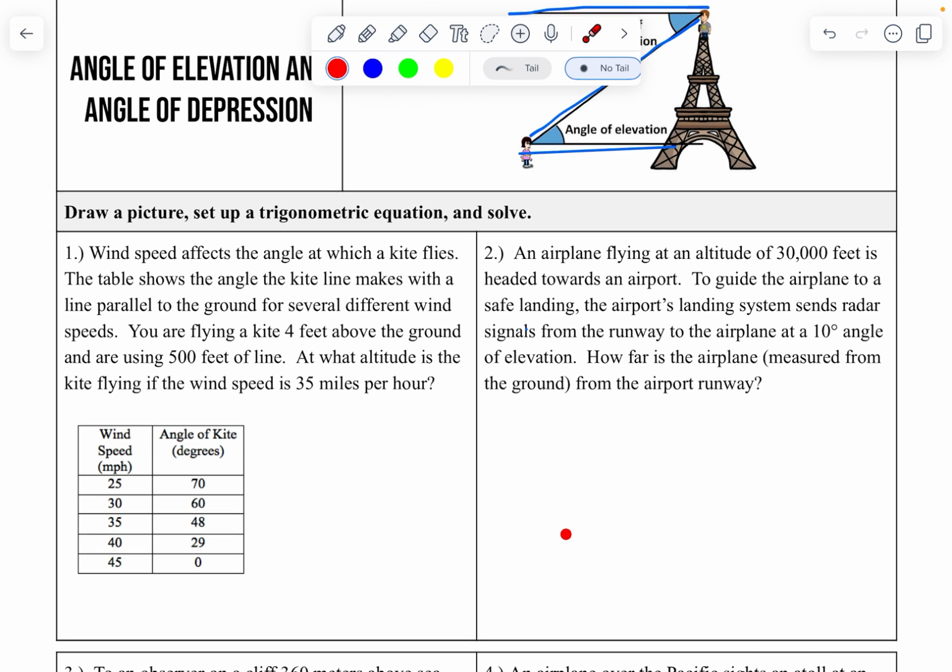Number 1, the wind speed affects the angle at which a kite flies. The table shows the angle the kite line makes with a line parallel to the ground for several different wind speeds. You are flying a kite 4 feet above the ground and are using 500 feet of line. At what altitude is the kite flying if wind speed is 35 miles per hour?